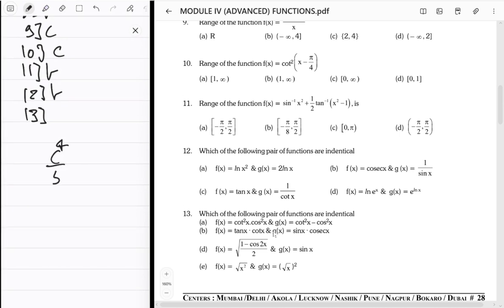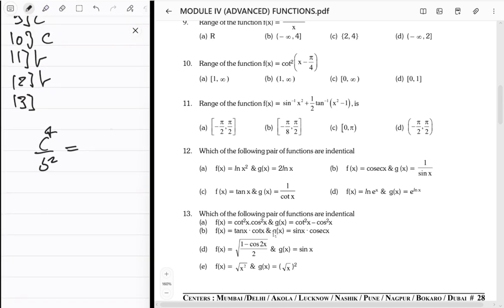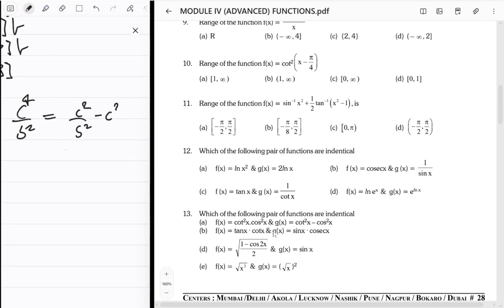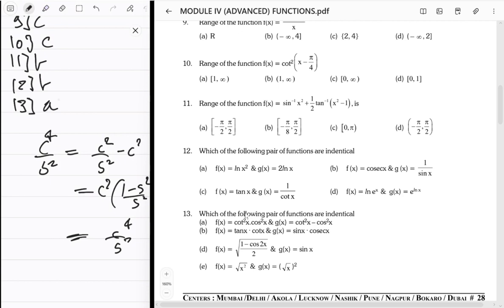So c power 4 upon s square, is it actually equal to c square upon s square minus c square? That is equal to c square times 1 minus s square upon s square, which turns out to be c power 4 upon s square. So yes, the domain part works out, the equality part also works out, so A works out. Cool.